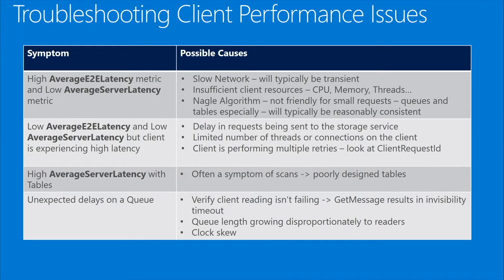So a couple of good examples from the guide I mentioned earlier for how these two metrics can be useful. If you're seeing high end-to-end latency and low average server latency, then maybe that means you've got a slow network. Or potentially it means you've got insufficient client resources. Similarly, if you're seeing low average end-to-end latency and low average server latency, then it potentially means you've got an issue in your client application that you want to drill into. And that's again where a combination of the server logs and your client logs can be very useful for troubleshooting.